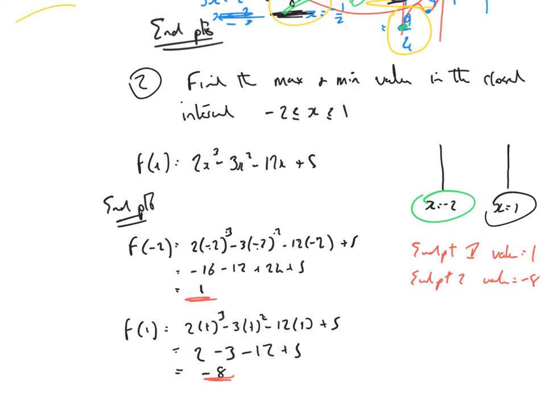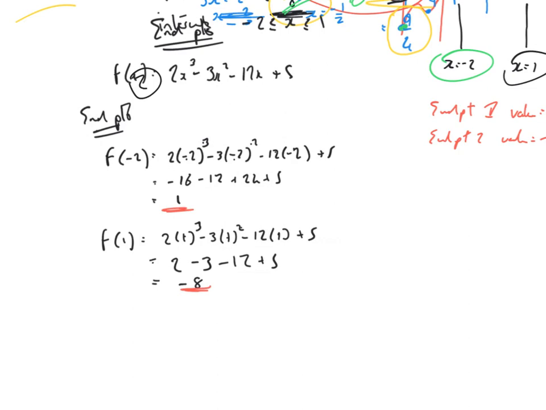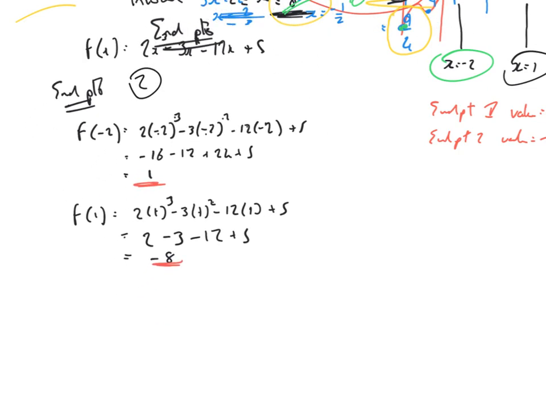Okay, let's now investigate the stationary points. So for stationary points, I'm going to differentiate the function, make it equal to 0. Okay, so f dash x, that's going to be 6x squared minus 6x minus 12, and I'm going to set that equal to 0 and make my statement. Stationary points occur when f dashed x equals 0.